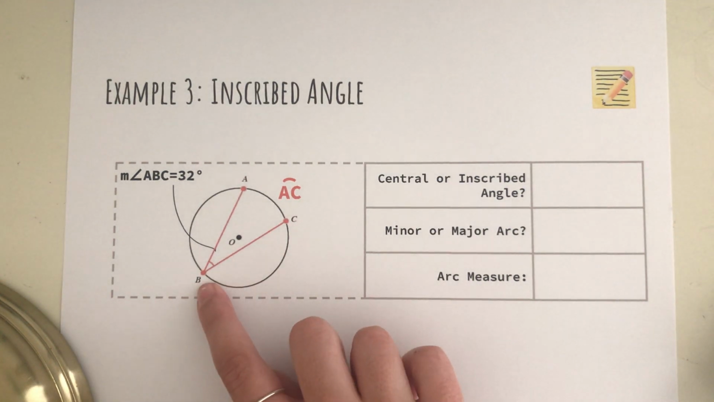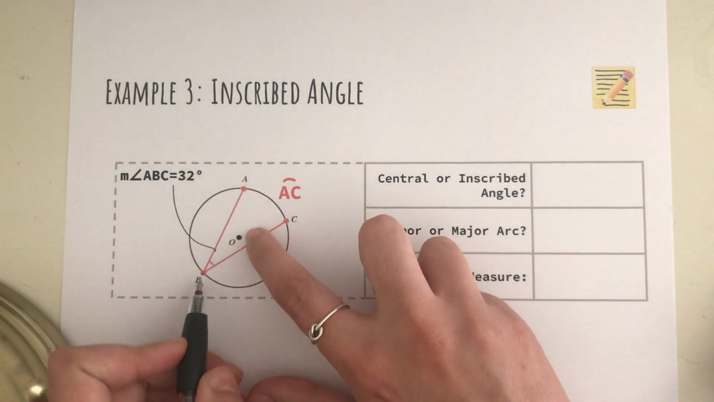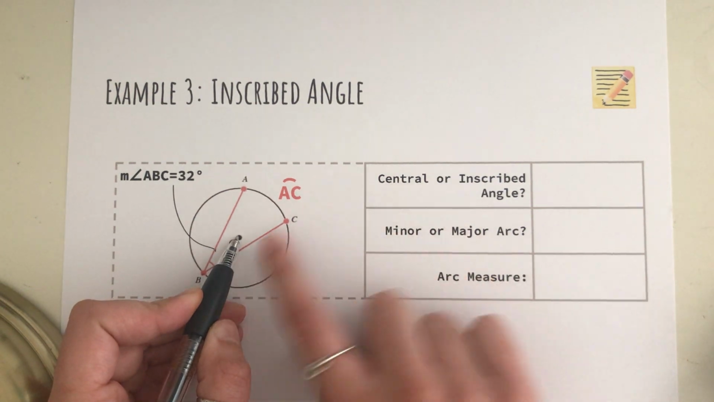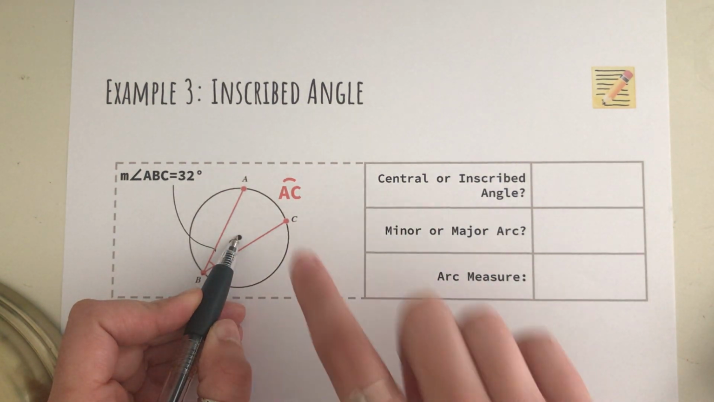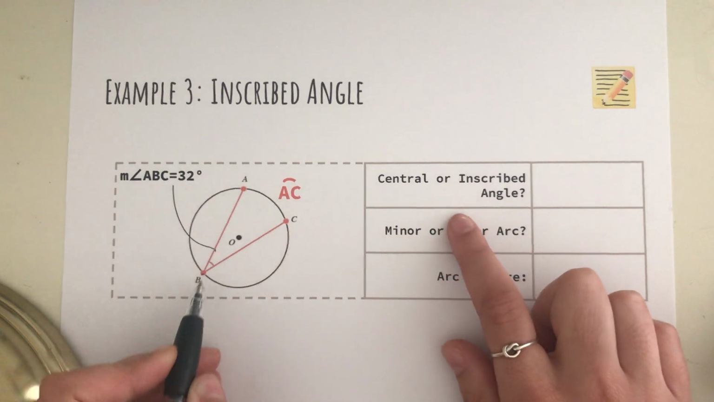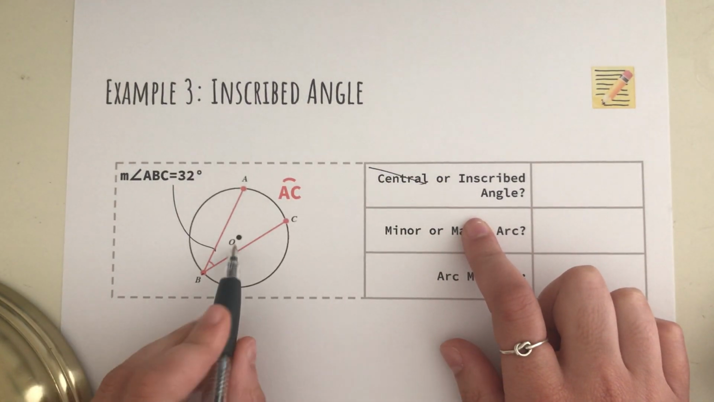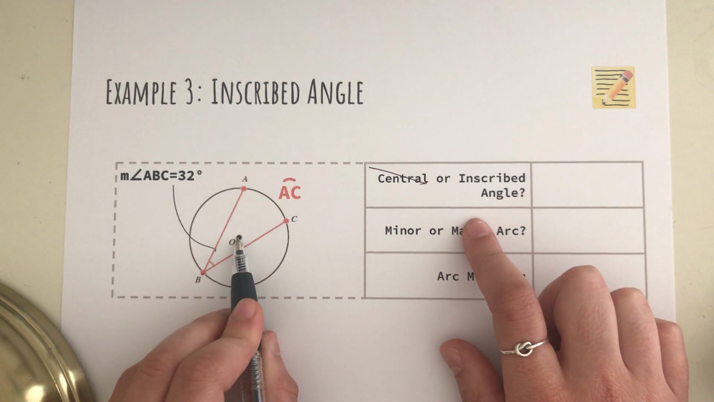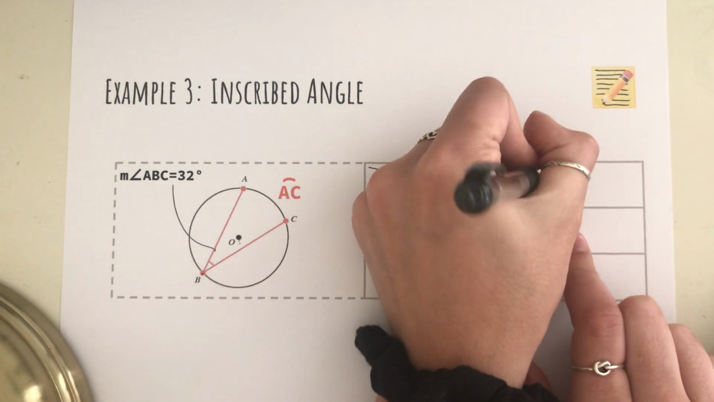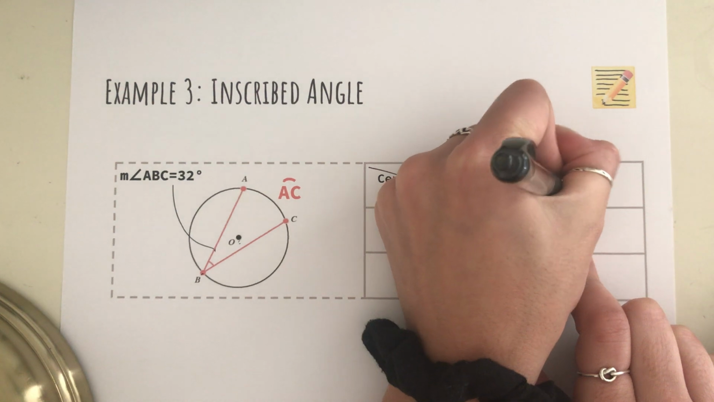So here, this angle looks much, much different, right? It's not starting in the center of the circle. It is starting, it is inscribed, it's starting on the edge, so it's definitely not central. It doesn't start in the center of the circle. So this is an inscribed angle, so I'm gonna write inscribed here.